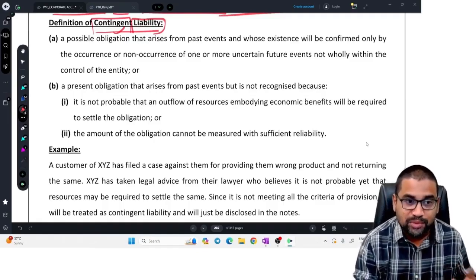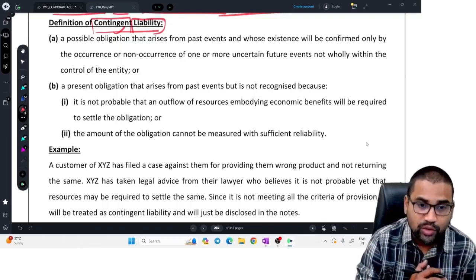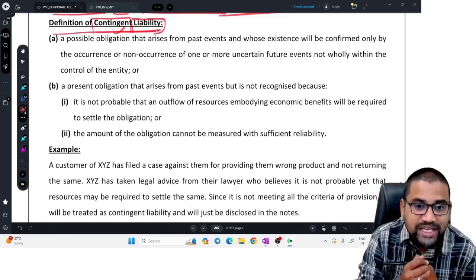50-50% chances. Suppose if you win the case, no need to pay. If you lose the case, you have to pay the damages to the other party. Whether you will win or lose, that depends upon future events which is not in your control. That's why, see here, this definition what they are saying is important.